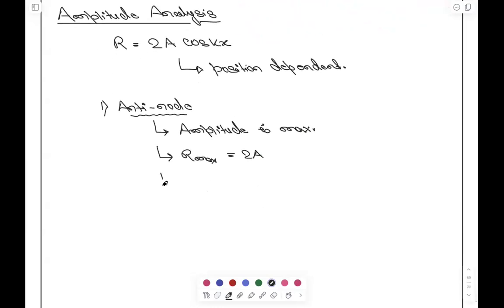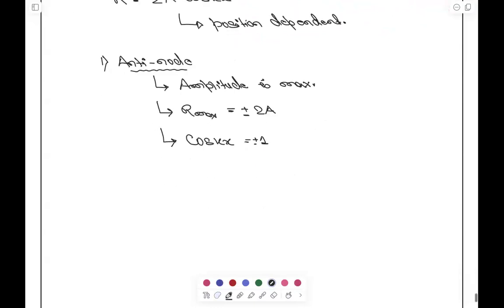When R max is equal to 2A, can I say that cos kx we have taken as 1? Or plus minus 1? It can be plus minus 2A, right? Up and down, both are possible. So it can be plus minus 1. Put the value. So if this is the value, can I write that kx will be equal to n lambda? kx is equal to n lambda.